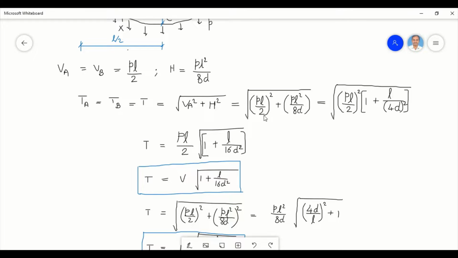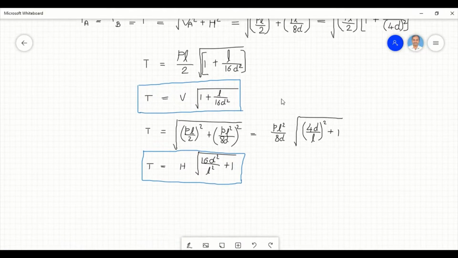We can simplify this by taking the PL by 2 whole square as a common term of these two terms, and the PL by 2 can be taken out of this square root, and we know that PL by 2 is nothing but VA or VB. We can simply represent that as V, and the remaining term within the bracket is the second term. It will be L by 16D square.